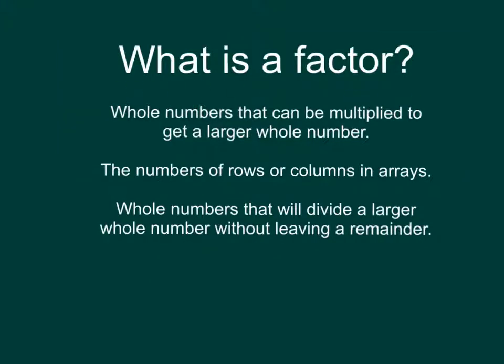So, what is a factor? We can think about a factor in 3 different ways. The first way we can think about it is we can think of factors as whole numbers that can be multiplied to get a larger whole number. For example, 6 times 4 equals 24. 6 and 4 are both factors of 24. They can be multiplied together to get a larger whole number.